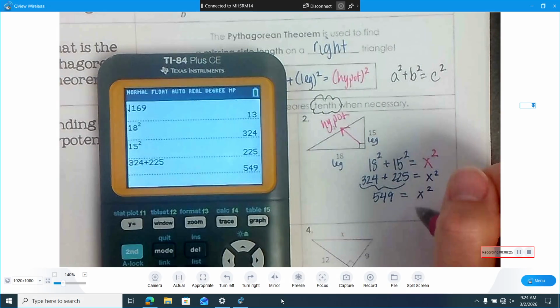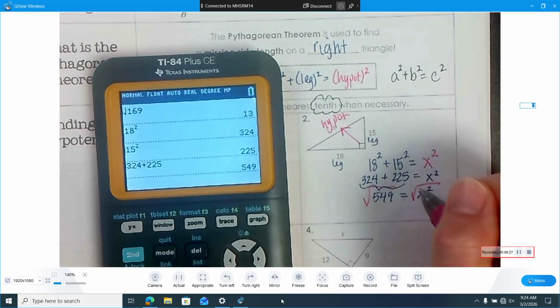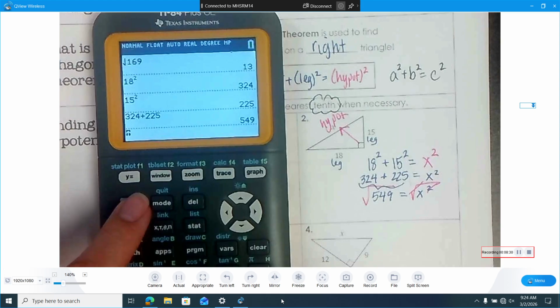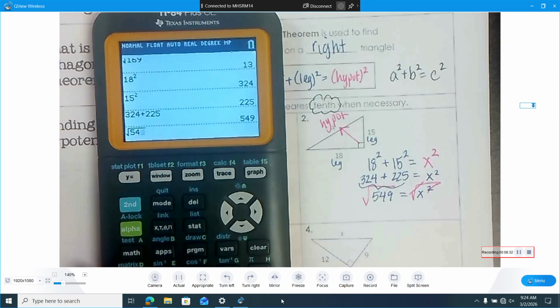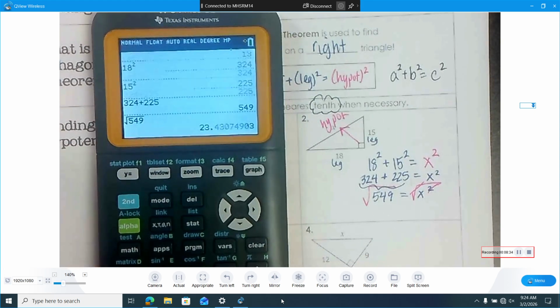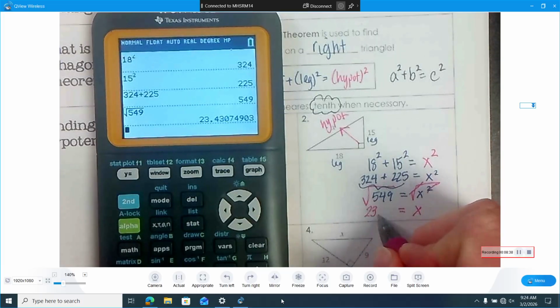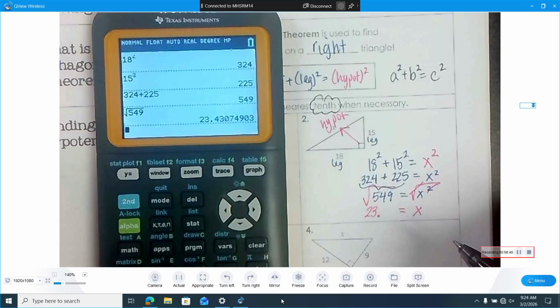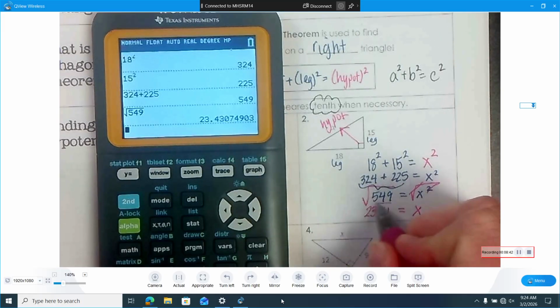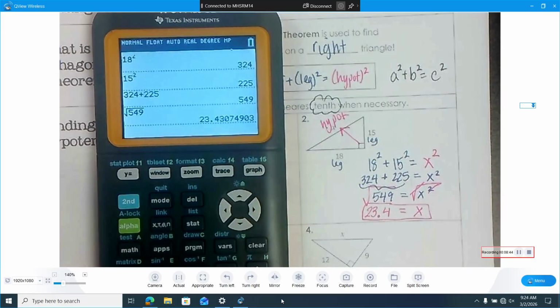And then how do we get x all by itself? Square root. Take a root of both sides. So we're going to do second square root of 549. And so we get x equals 23.4. We're going to round to the 10th place most of the time.